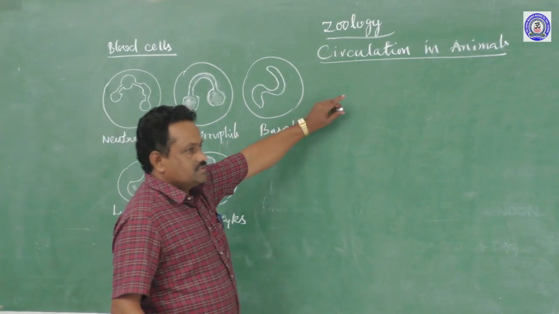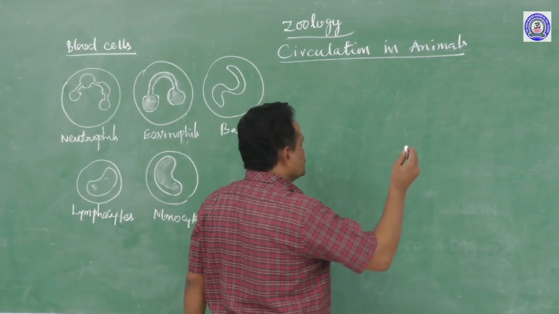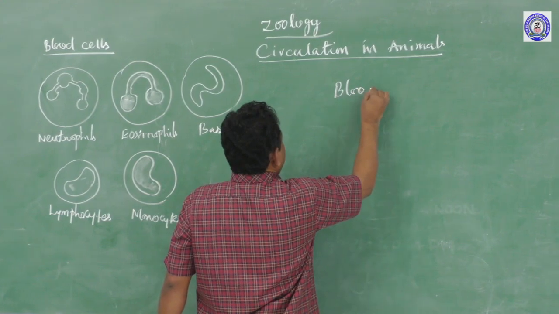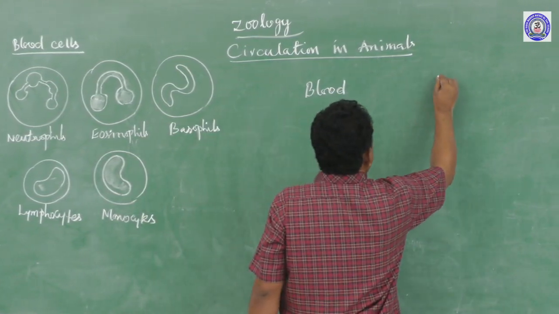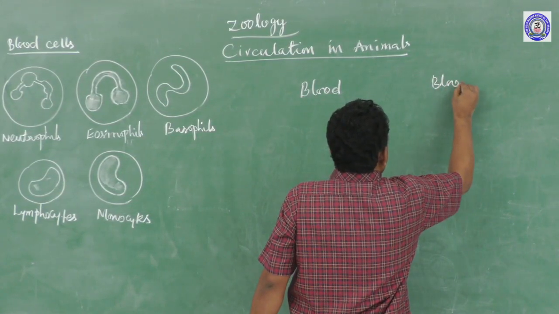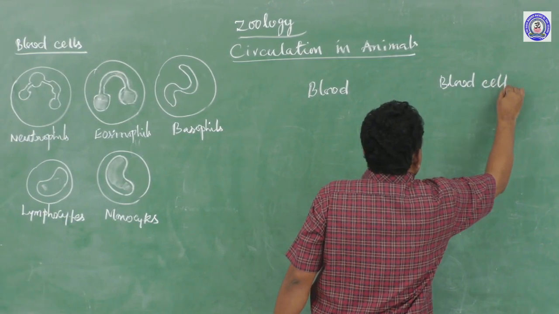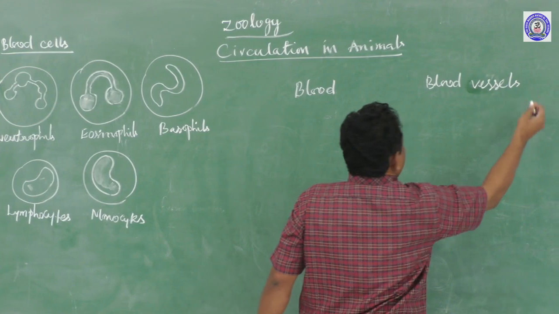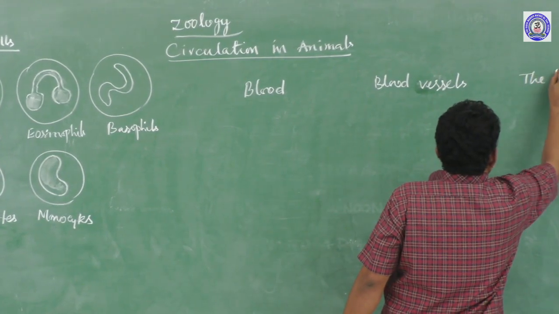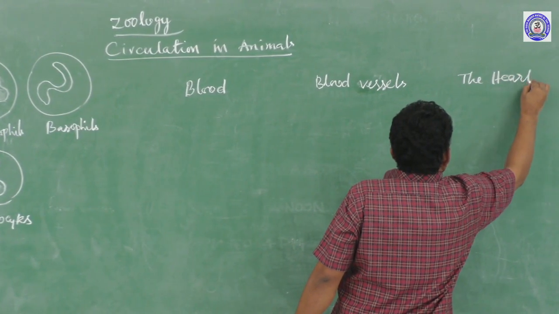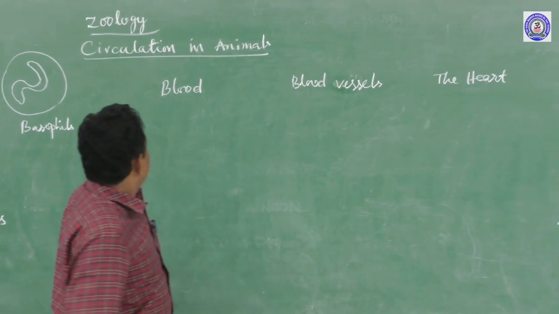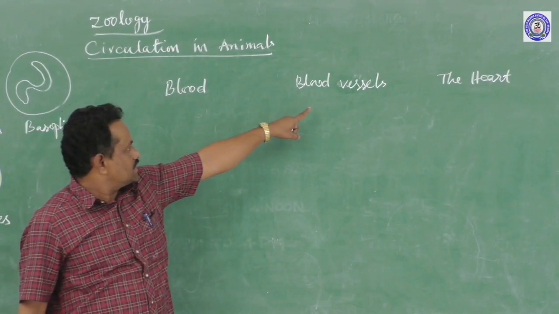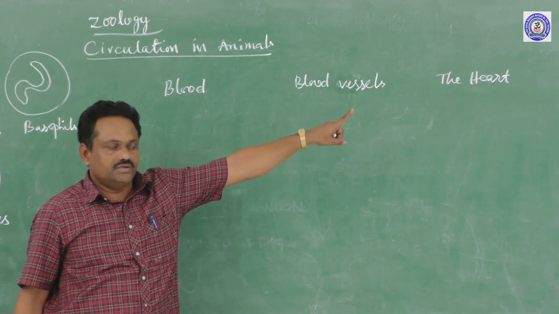The circulatory system consists of three components. One is blood, second one blood vessels, third one heart. So three components: one is blood, second one blood vessels, third one is the heart.